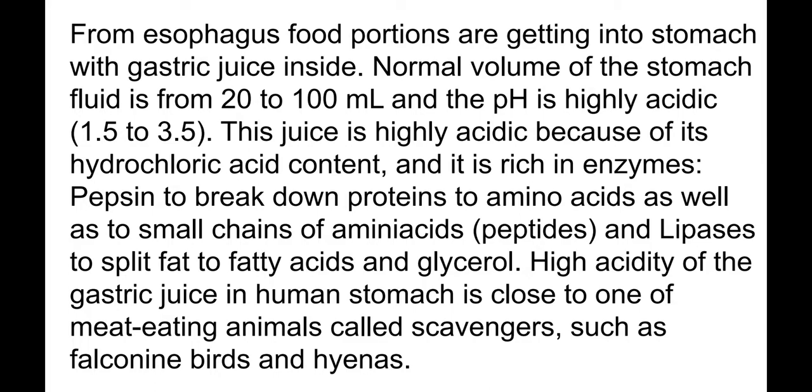It has pepsin to break down proteins to amino acids, as well as small chains of amino acids called peptides, and lipases to split fat to fatty acids and glycerol. The high acidity of the gastric juice in the human stomach is close to the level of acidity of meat-eating animals called scavengers, such as falconine birds and hyenas.